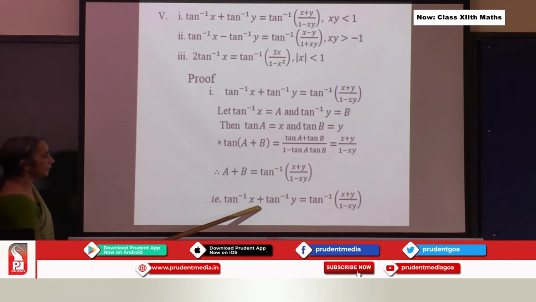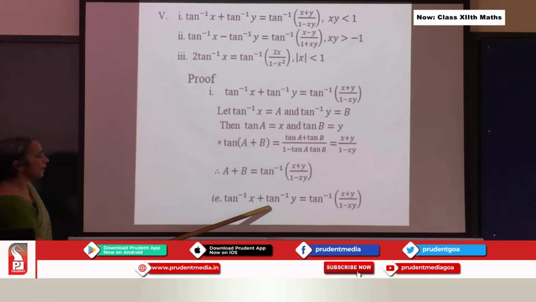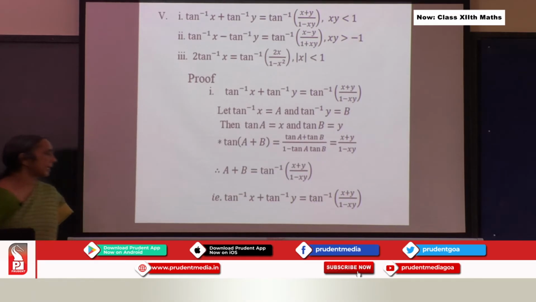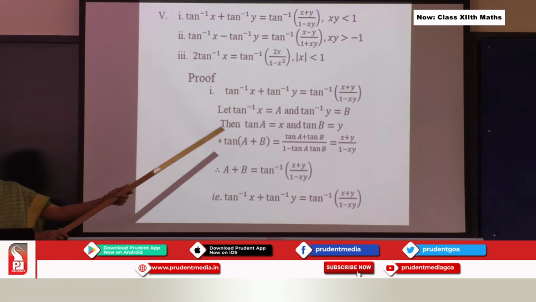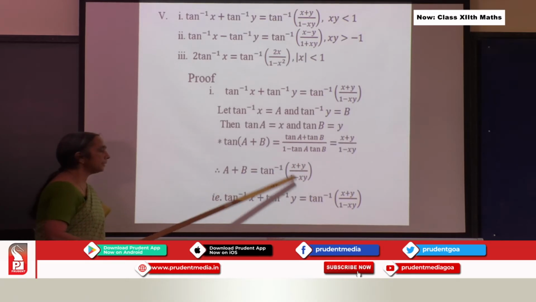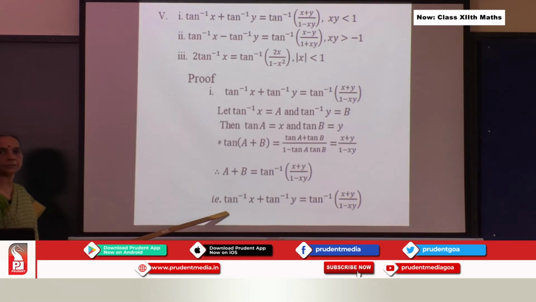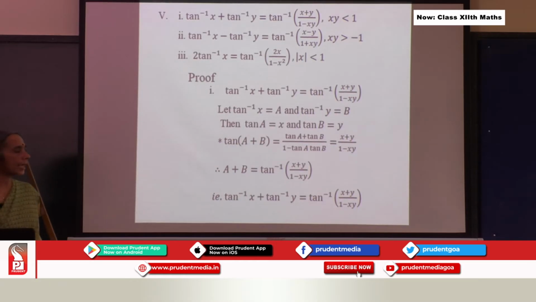That means tan inverse, substitute back for A and B. Tan inverse of x plus tan inverse of y is tan inverse of x plus y upon 1 minus xy. So that is the first one. So what is the main formula? Tan of A plus B is tan A plus tan B upon 1 minus tan A tan B. Its inverse form is this. Tan inverse of x plus tan inverse of y is equal to tan inverse of x plus y upon 1 minus xy.